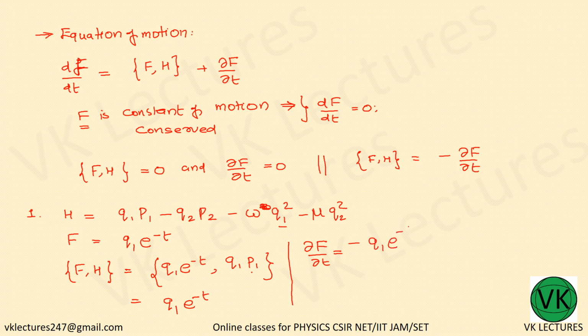Now look at this. {F, H} is q₁ e^(-t), and ∂F/∂t is minus q₁ e^(-t). So this tells us that {F, H} plus ∂F/∂t equals 0. This satisfies the second condition, that this is equal to 0. So F is a constant of motion. Specifically, this particular quantity F equal to q₁ e^(-t) is a constant of motion.